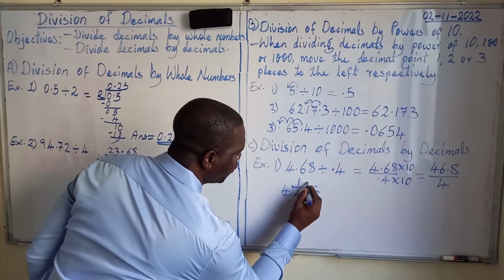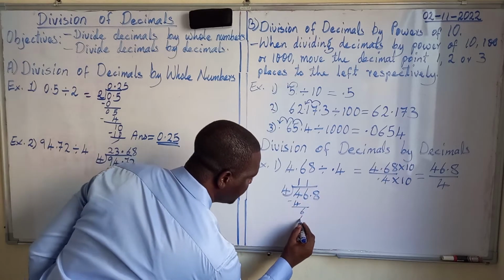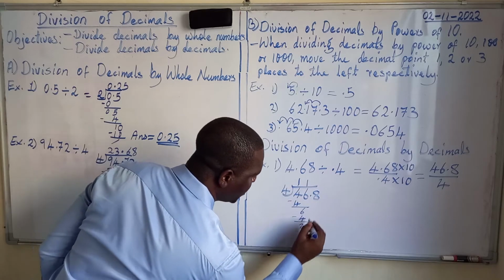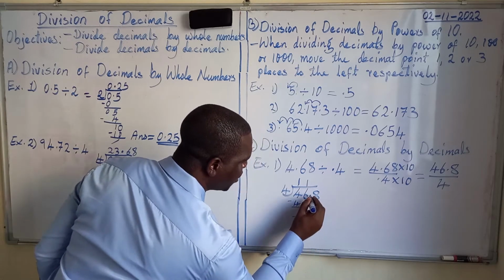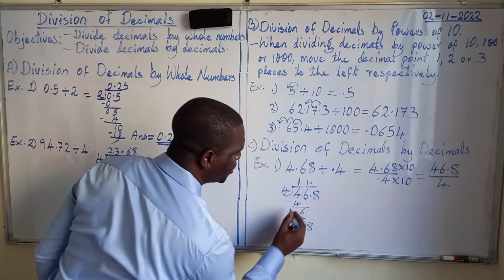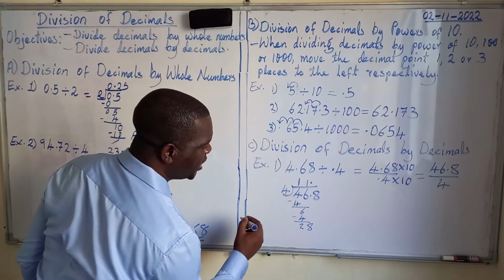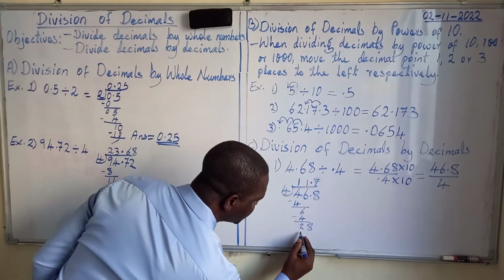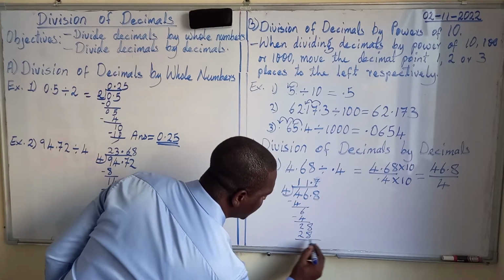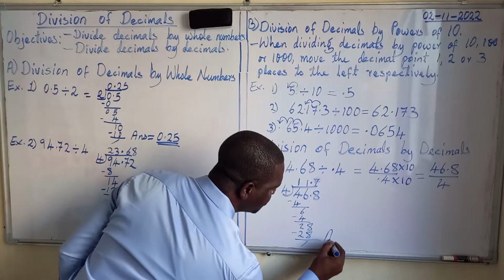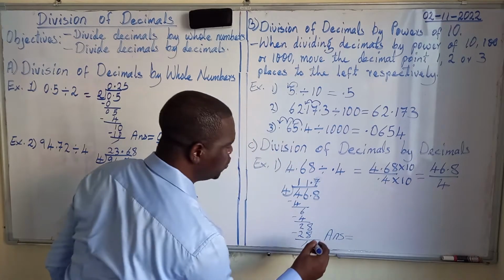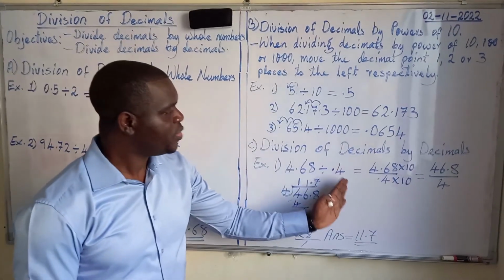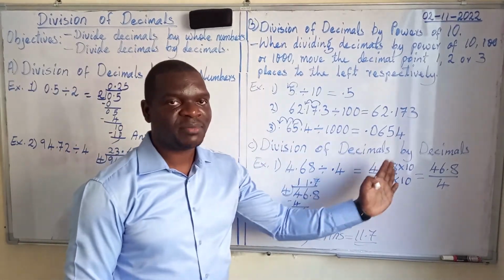6 divided by 4 is 1. 1 times 4 is 4. The difference here will be 2. And 2 divided by 4, you cannot go. We bring down 8. As you bring down 8, you are crossing the decimal point. You fix it here. And 28 divided by 4 is going to give us 7. 7 times 4 is going to give 28. And the difference here is 0. So our answer is equal to 11.7.